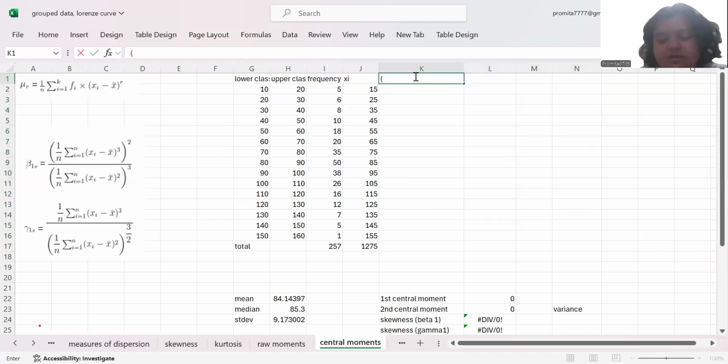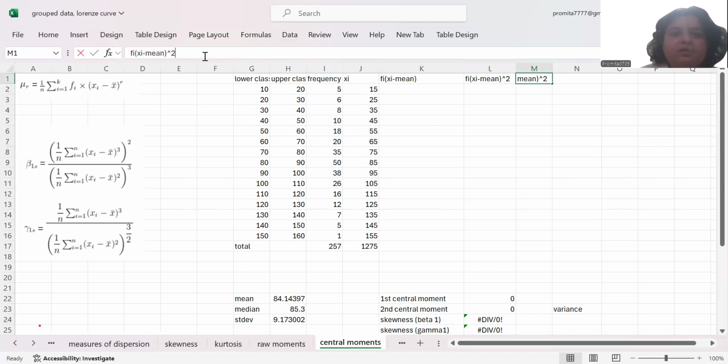So let's calculate xi minus mean square. We need to multiply with the frequency. So straight away we will be calculating fi into xi minus mean square, fi into xi minus mean cube, and finally fi into xi minus mean to the power 4.